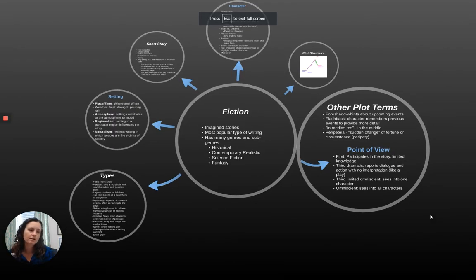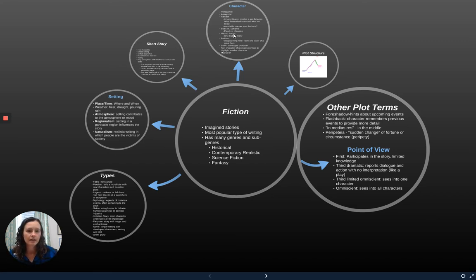So this section we're starting on is fiction. Most of the fiction we're going to read is short story, simply just because we don't have time together to read a novel. But it's imagined stories. I used to tell my junior high kids, fiction is fake, right? Nonfiction is not fake. So that's an easy way to remember it. It is the most popular type of writing out there. My students typically love the fiction section of this class. It's probably the one you're most comfortable and familiar with. So it has many genres and subgenres, things like historical, contemporary, realistic, science fiction, fantasy, adventure. All of these are types of fiction.